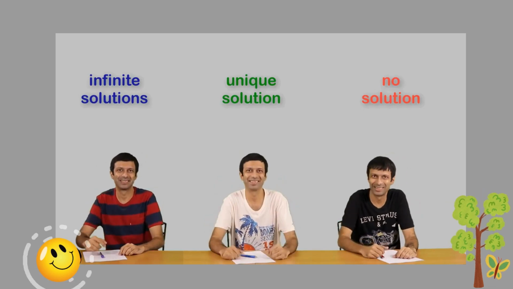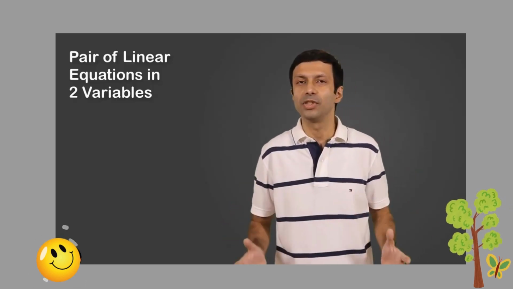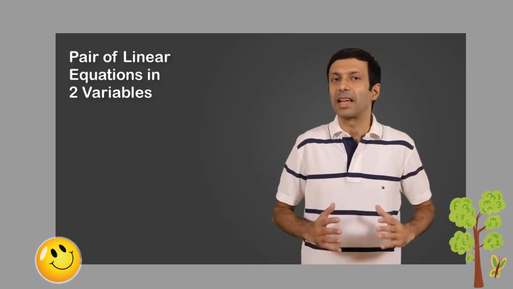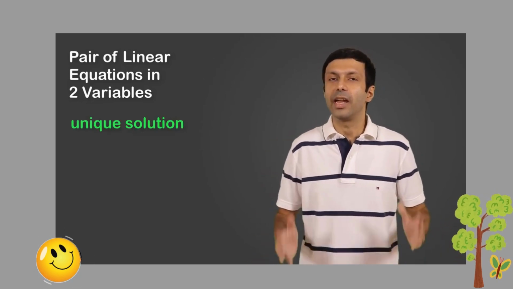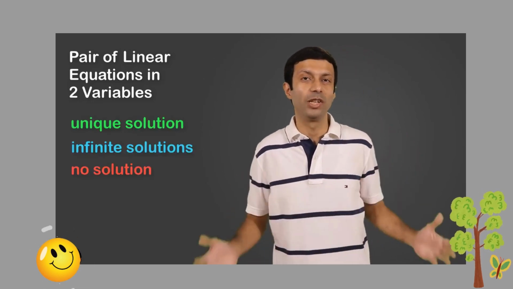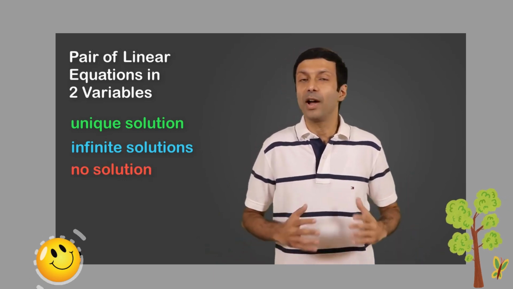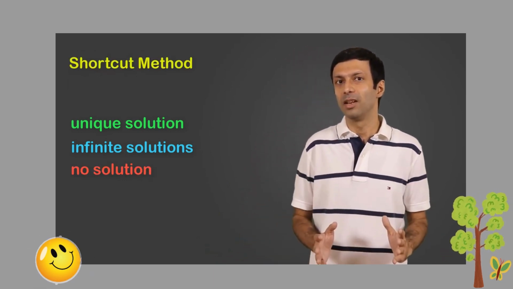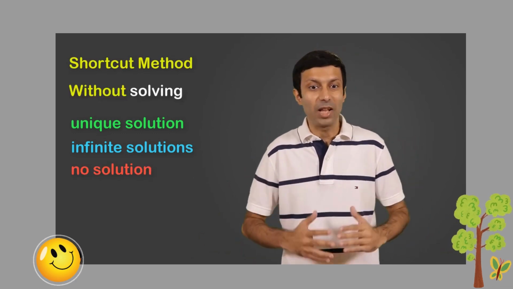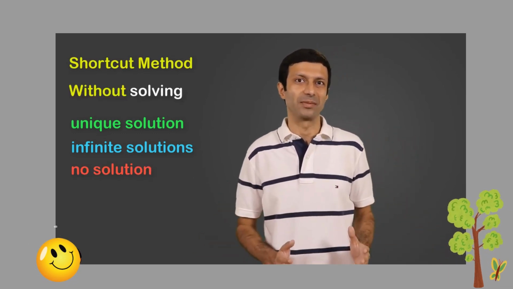Excellent. All three of you got the correct answers. Yay! Pair of linear equations in two variables can give a unique solution, infinite solutions, or no solution at all. In fact, later we'll look at a shortcut method where we can determine this without actually solving the equations.